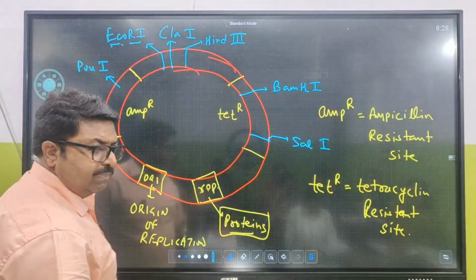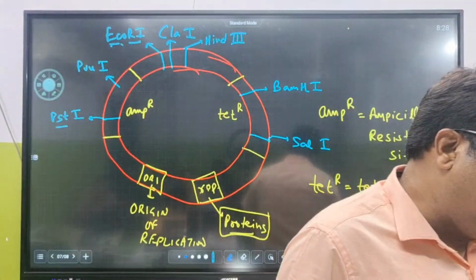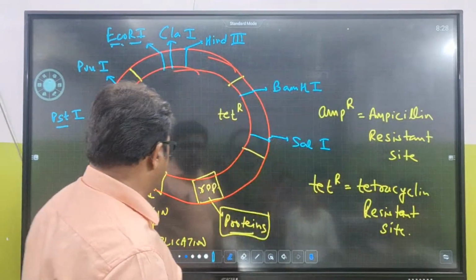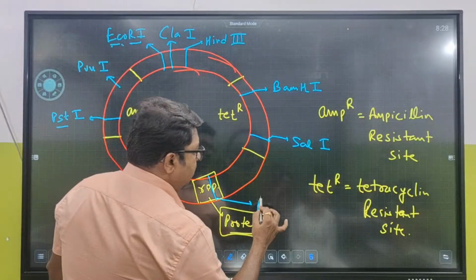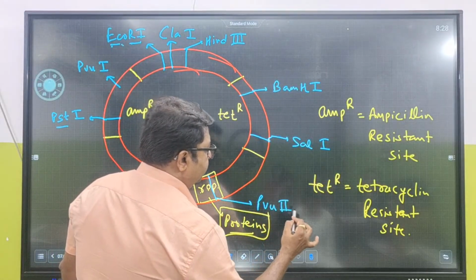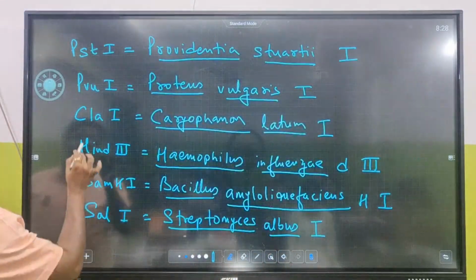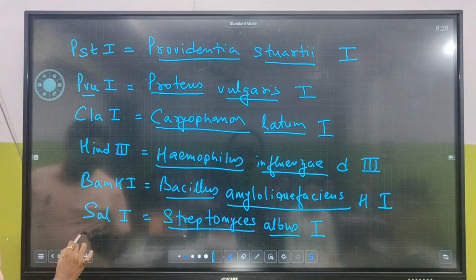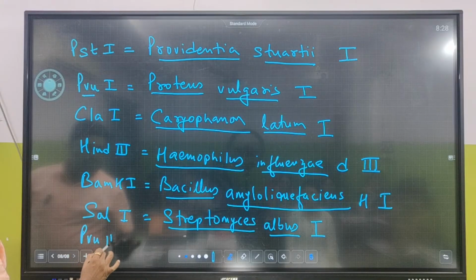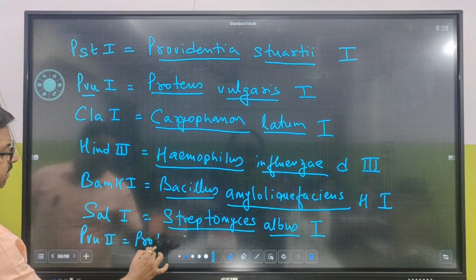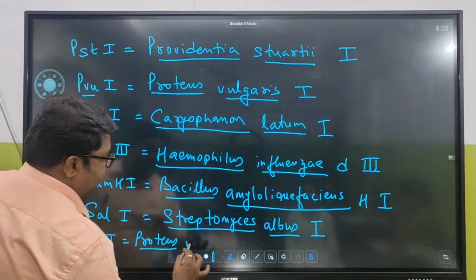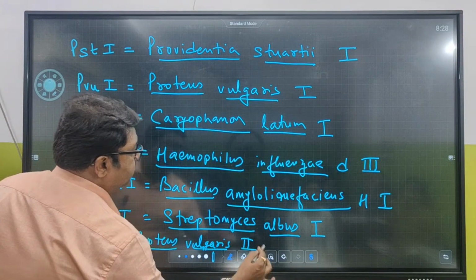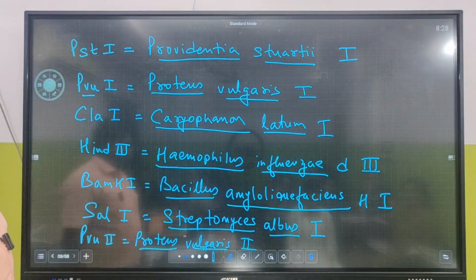Tell me what is the next one? What is present over here? Just after SAL1, you can see PVU2. PVU2. In the ROP. Again, what is PVU? We have already done about that. PVU means Proteus vulgaris. Number 2. Proteus vulgaris 2. Okay, Roman 2. Okay. So these are the different types of sites.